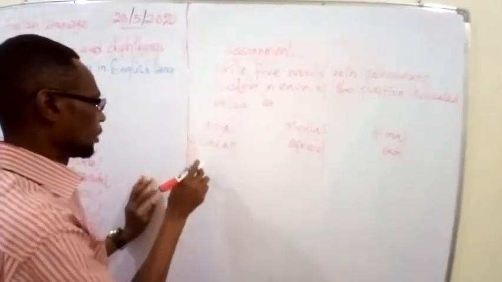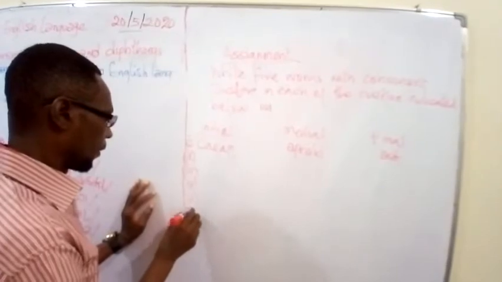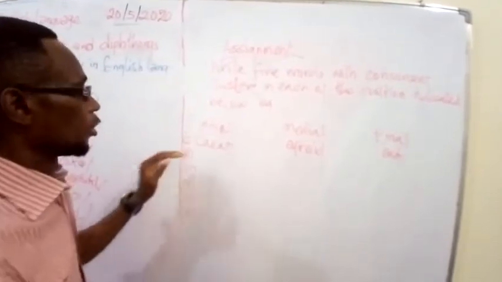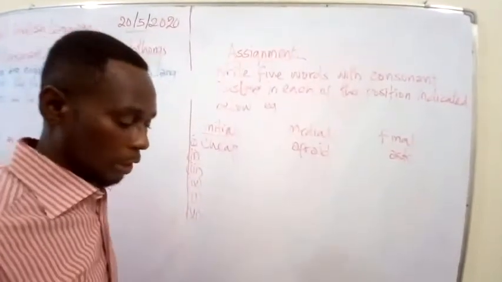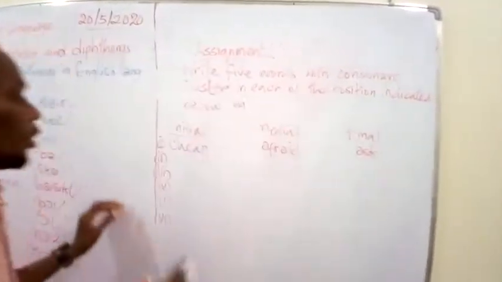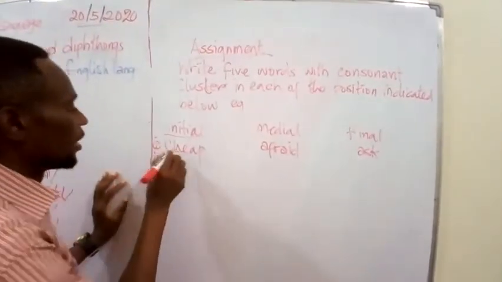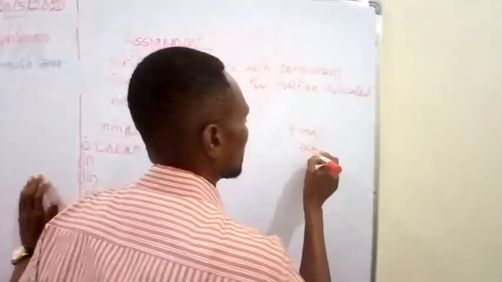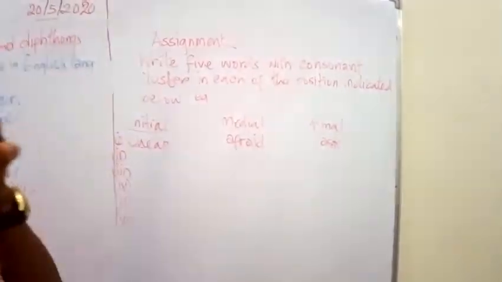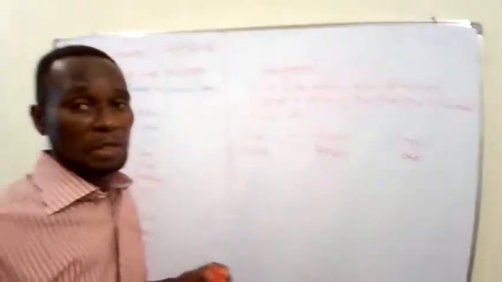1, 2, 3, 4, 5. Yes. You are going to supply the remaining. I've done one for you. So you are going to supply the remaining, okay? That's the assignment. This is at the initial position, this is at the middle position, and this is at the final position. So that is it today.